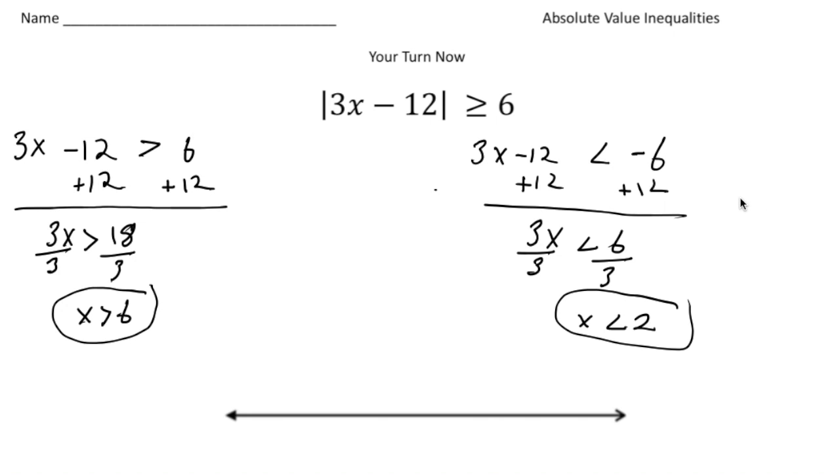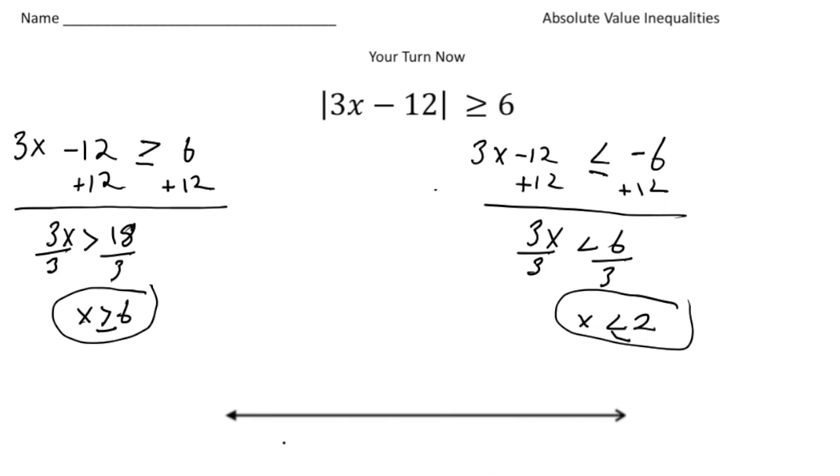Alright, welcome back. Let's say I do this practice problem. So here I rewrote the first inequality as 3x minus 12 is greater than 6. Actually, should be greater than or equal to 6. And then also wrote it as 3x minus 12 is less than or equal to negative 6. And then when I solved, I got x is greater than or equal to 6, and also x is less than or equal to 2.